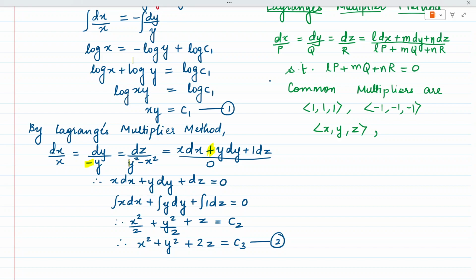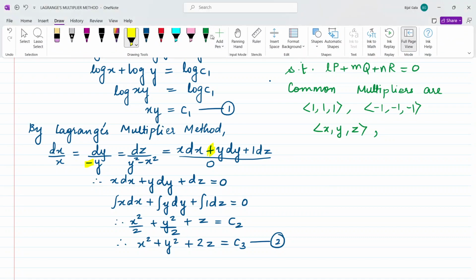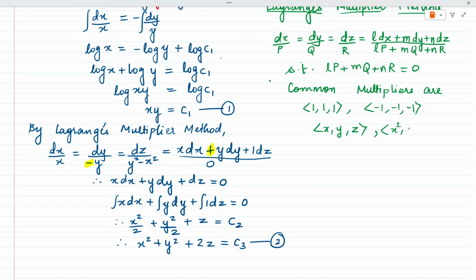Yeah. So now we were talking about the common multipliers. So the common multipliers could be positive 1, negative 1, x, y, z. You could have x square, y square, z square. You could have 1 over x, 1 over y, 1 over z. Now it doesn't mean they will always be in this combination. The combinations could change.